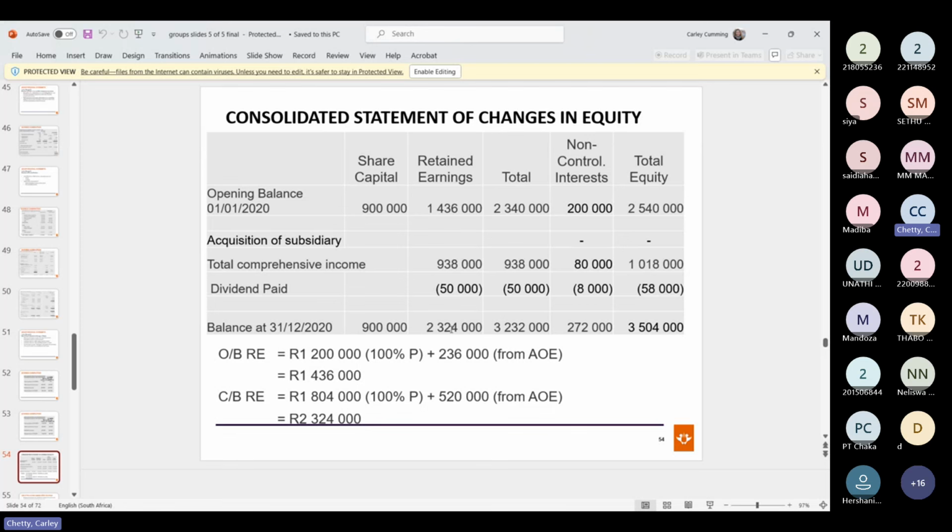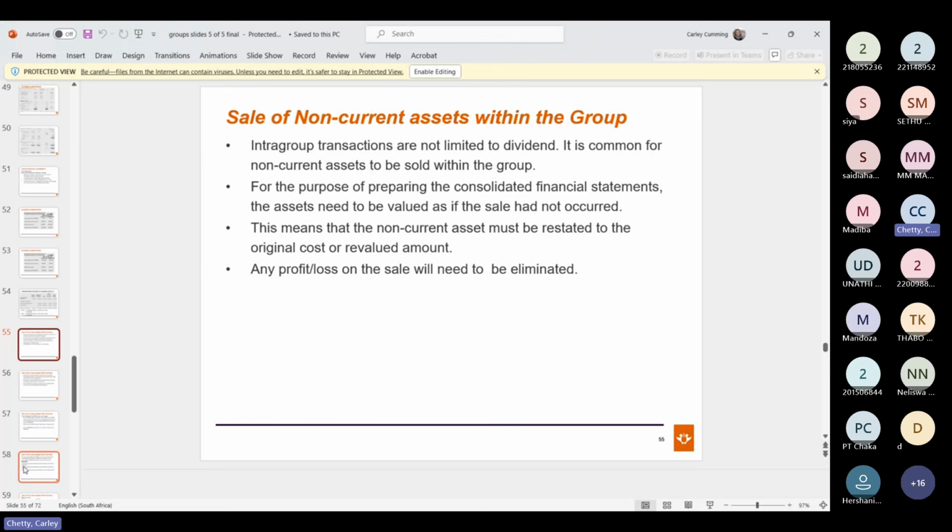2,324,000. So we can total the share capital and the retained earnings, and that will give us 3,232,000. And then the non-controlling interest is 272,000. That will also agree to the total on the analysis of owner's equity. And then the total equity is 3,504,000 for the group. Okay, so that is our consolidated statement of changes in equity. Okay, so that is that example finished. Now we just have a few short examples here.